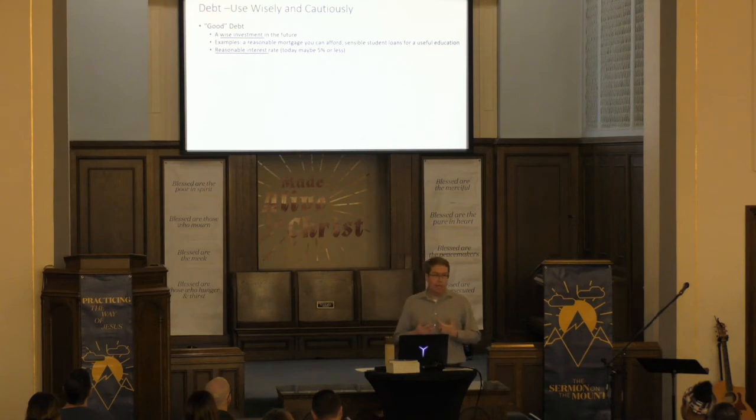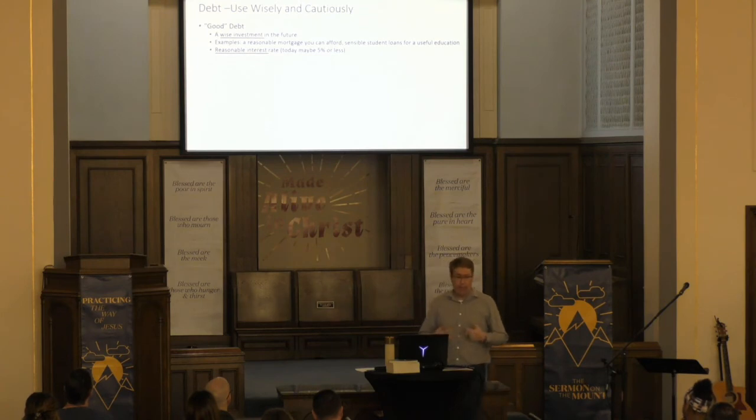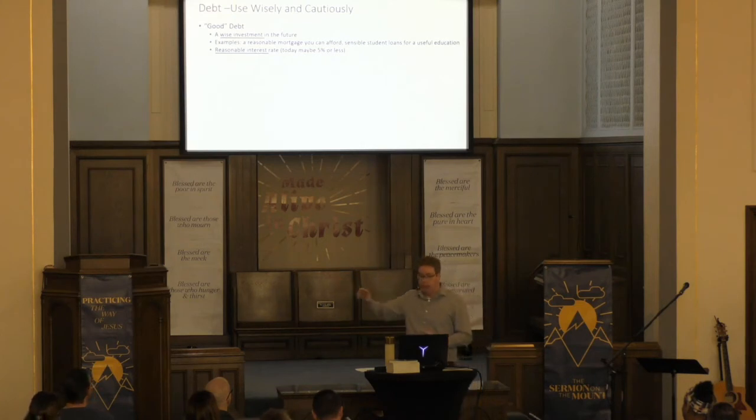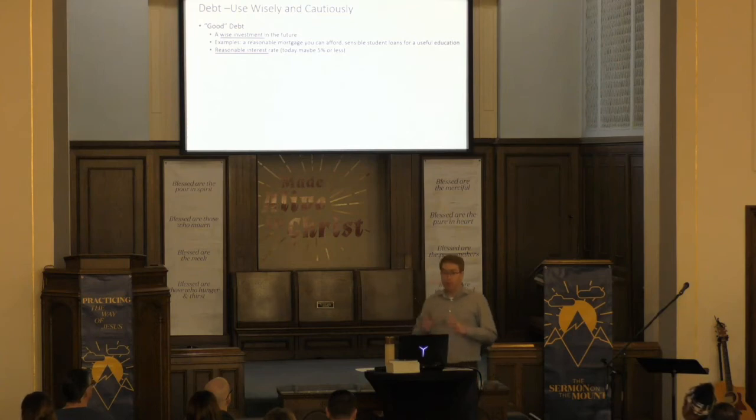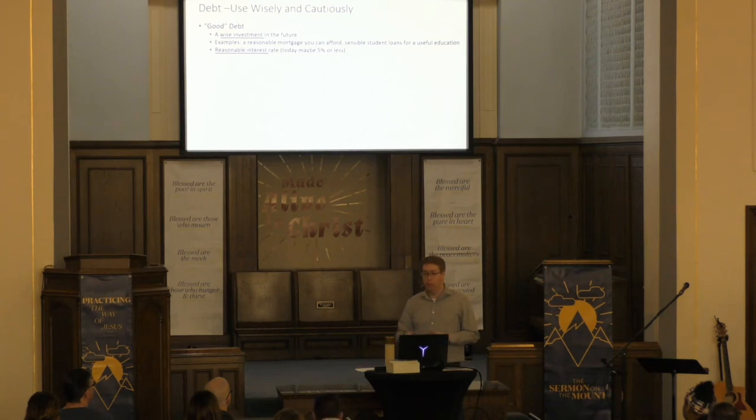So good debt, I would define it as a wise investment in the future. So I'm taking on debt now, and it's going to pay off as rewards in my future. So I think of a reasonable mortgage for your house. I don't think there's anything wrong with taking out a mortgage when you purchase a home, but it needs to be reasonable, right? If you're making $50,000 a year and you're buying a $300,000 house, something's wrong, okay? So it needs to be a mortgage that you can handle and you can pay off.